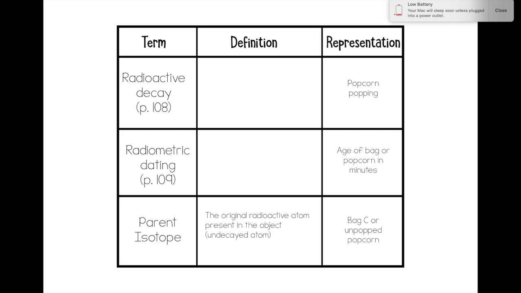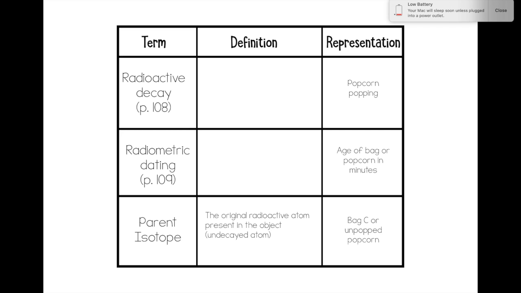All right, at this time you need to find the definitions for radioactive decay and radiometric dating on page 108 and 109. We remember that radioactive decay is when an unstable isotope breaks down. This is represented by the popcorn popping. Radiometric dating is finding the number of half-lives that passed. So it's us finding the age of the popcorn in minutes.